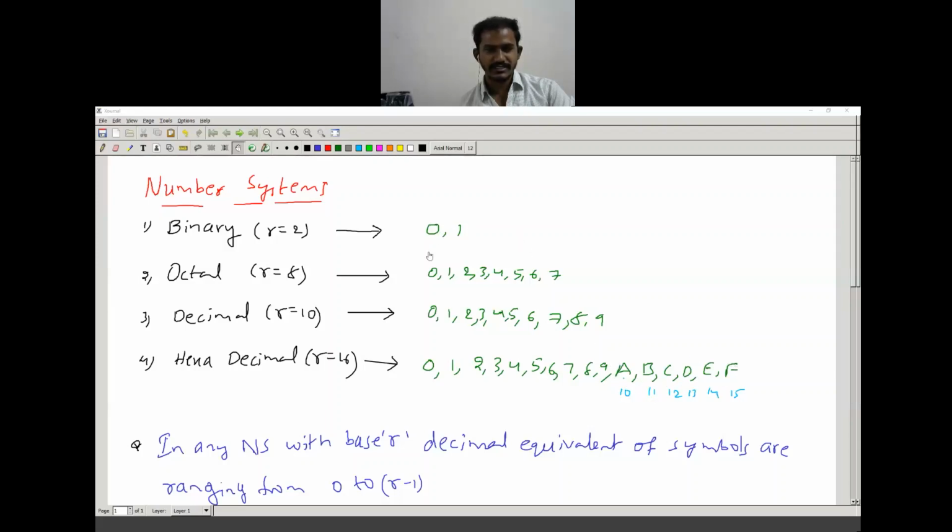So we are calling these digits. That's why we use single digits only, 0 to 9. After that we use the alphabets A B C D E F. A represents the value 10, B represents 11, C for 12, D 13, E 14 and F 15. And these are all called digits or symbols. Let me write that down.